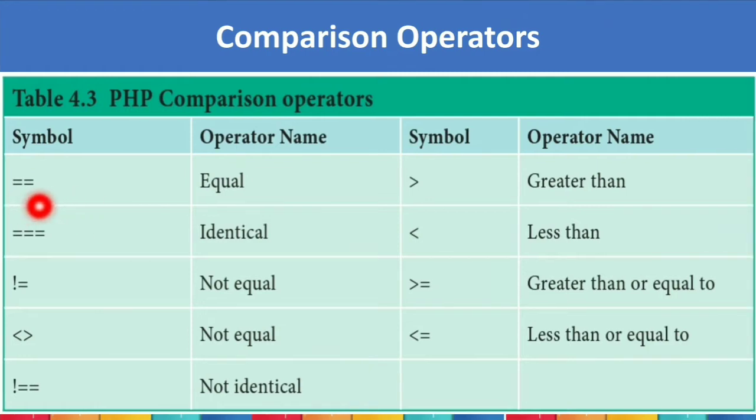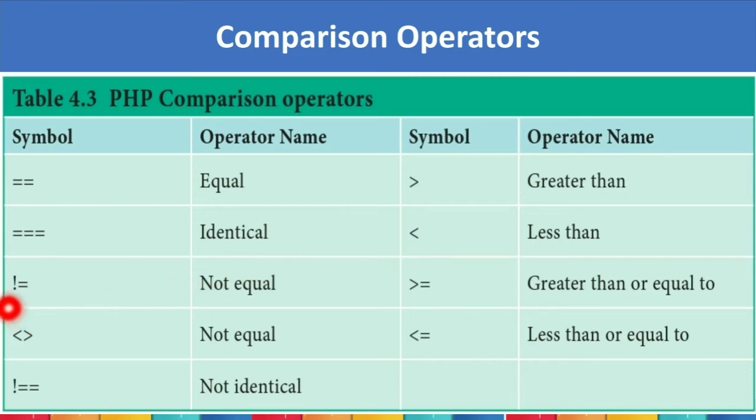Double equal to. So one equal to means it is the assignment operator. So twice you should write the equal to symbol to compare whether the given values are equal or not. Here also we do have left hand side and right hand side values. Both you are going to compare. If you want to compare, you have to use the equal operator, that is double equal to. And triple equal to is meant for identical.